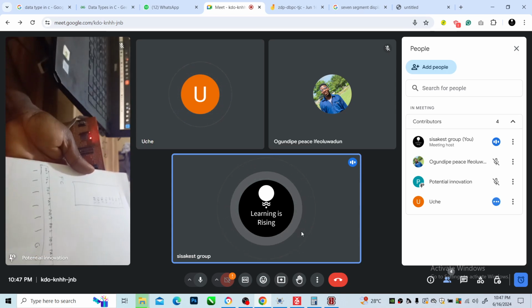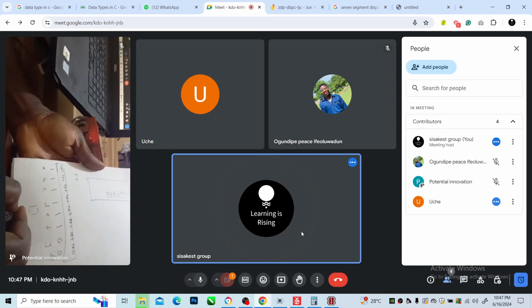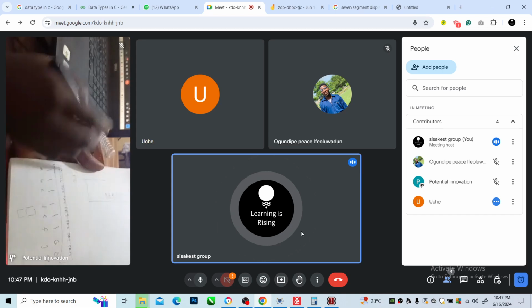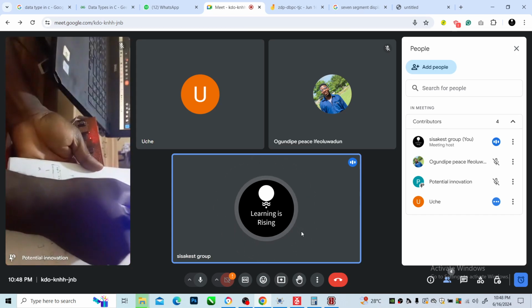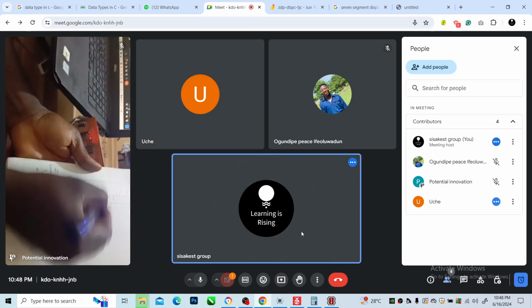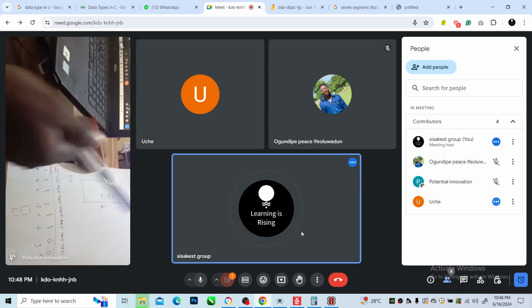Did you get it now? In this manner, A is here, B is here, C is here, D is here, E is here, F is here, G is here, and the decimal point is here. Because it is then that we can have 0 here. Look at what I went and connected: I connected A, B, C, D, E, F, G, DP. Did you see that? This is totally against this.